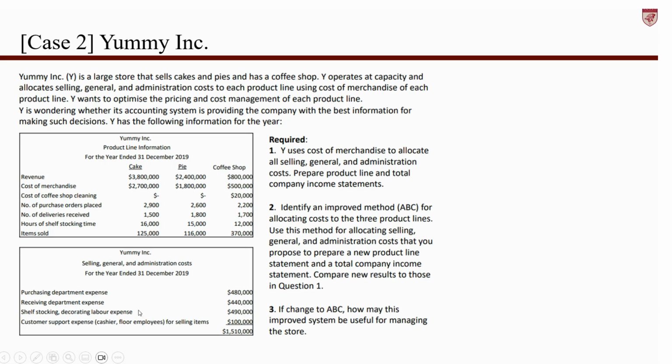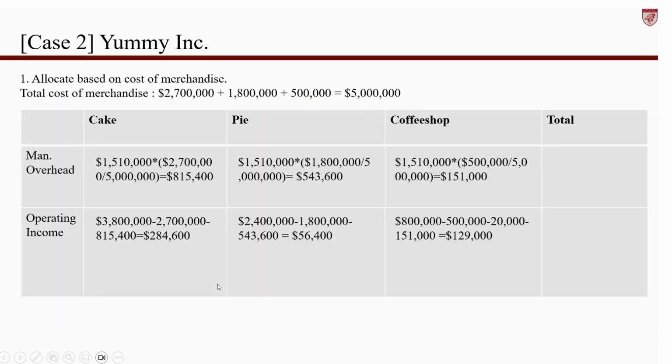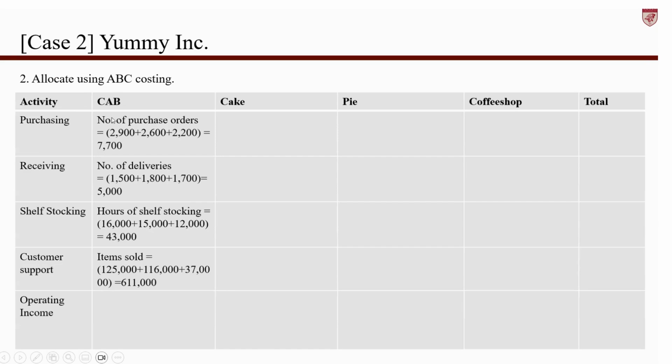And also for receiving department expense, $440,000 divided by the sum of the total deliveries received, right? Or the shelf stocking expense, $490,000 divided by the total hours of shelf stocking time, and so on. So once you do that, once you figure out those activity rates, then you can apply to each product line.